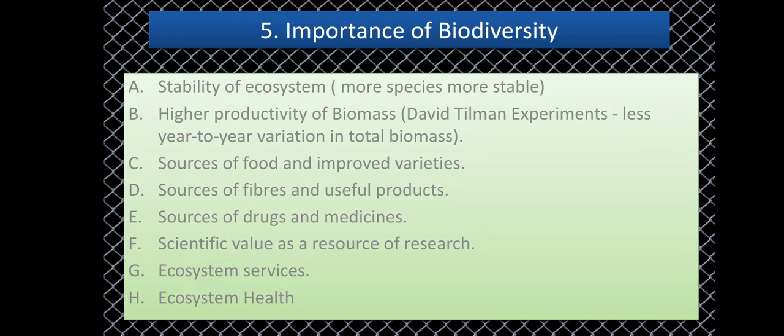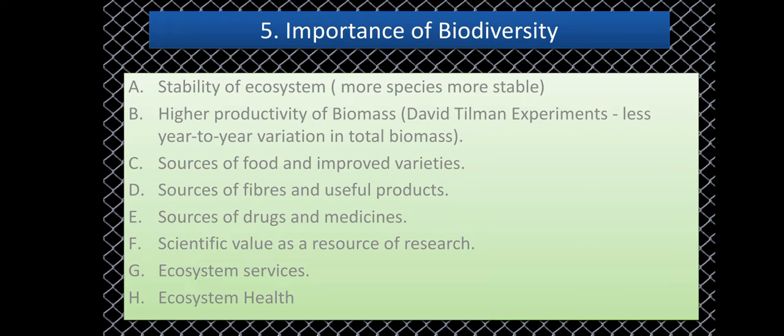Number 2, biodiversity provides higher productivity of biomass. David Tilman's experiment says that there is less year to year variation in total biomass. When there is less variation, then there will be higher productivity of biomass. Biodiversity is the source of food and improved varieties of different kinds of plants, and these are sources of fibers and useful products. These are sources of drugs and medicines.